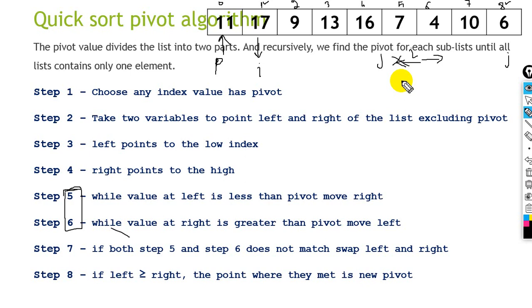Stop comparing and swapping. If left is greater than or equal to right, the point where they meet is the new pivot.